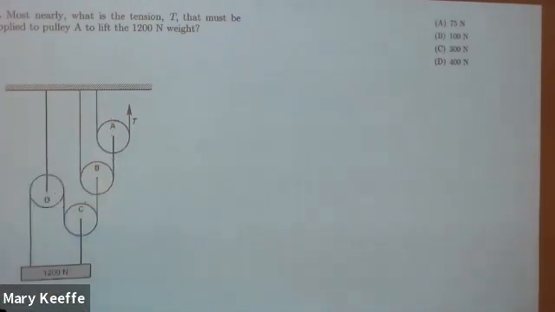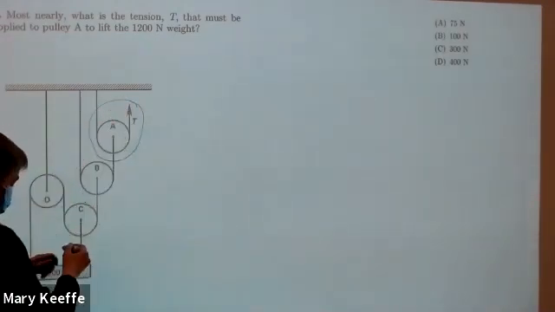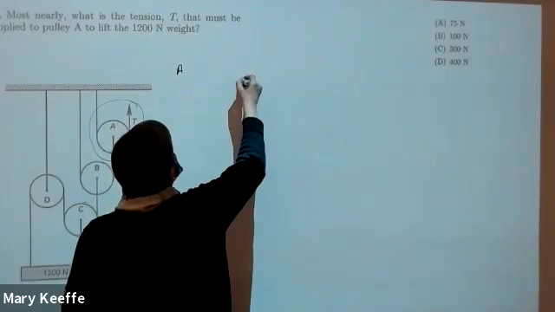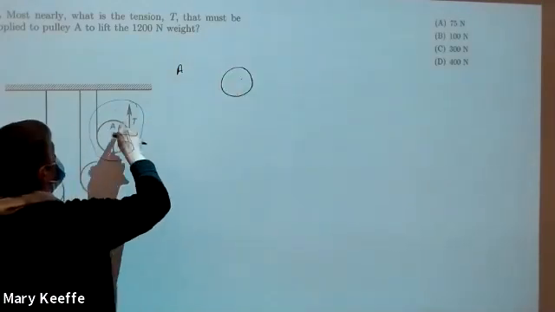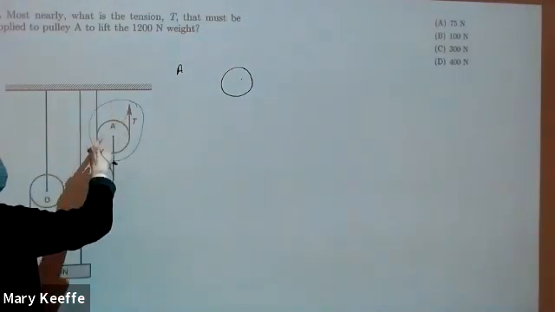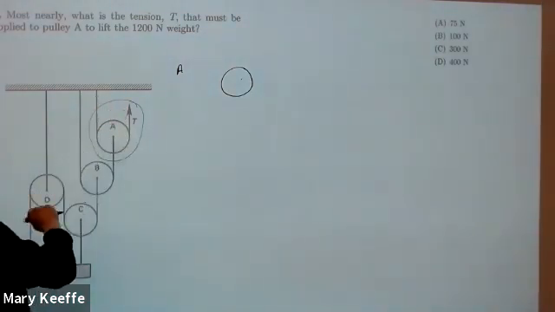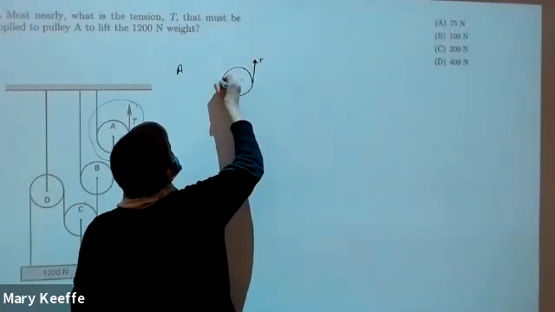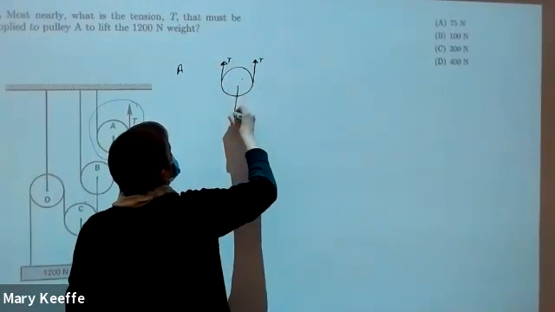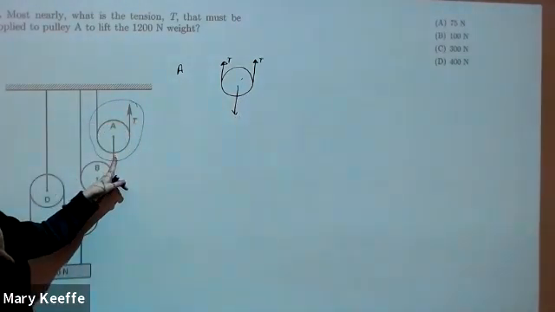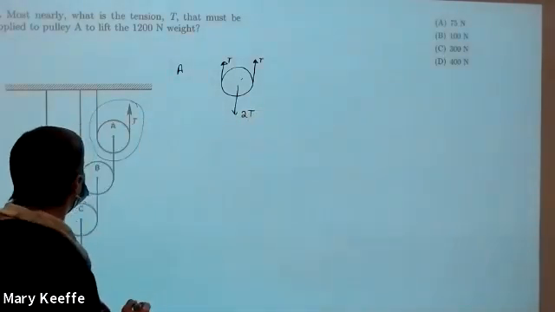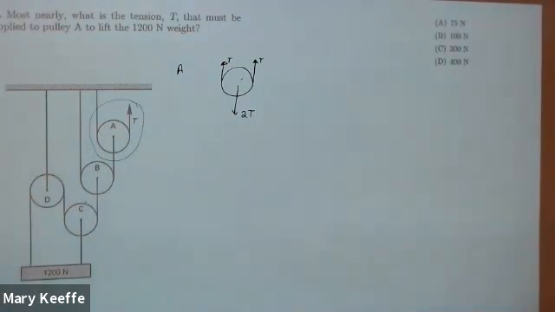So what we do is a free body diagram for pulley A. We just come in and circle it. Now, for ropes, when they wrap around pulleys in these types of problems, the tension is the same everywhere in the rope. So I'm going to have a T upwards, another T upwards, and that means that this rope right here has to be 2T.